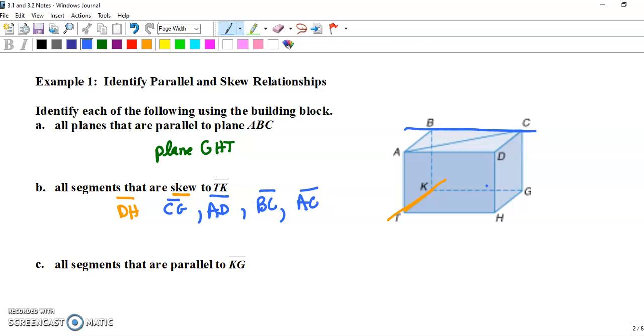Now if I want all lines that are parallel to KG, I'm going to do it in pink highlighter. Parallel to KG would be this one. So parallel to KG: TH, AB, and BC.